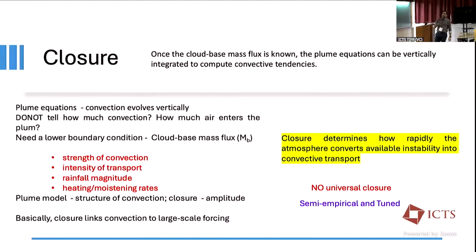So this is the closure where we are using the CAPE-based closure, but in UM we have other closures as well: vertical velocity-based closure, relative humidity-based closure like that. But currently we are using the CAPE-based closure. Here again, there is no universal closure in any convection scheme. So that's why, even though they're all mass flux schemes, the closures are different, and that's why the schemes are different.